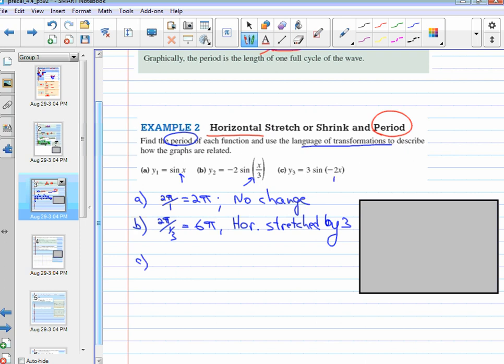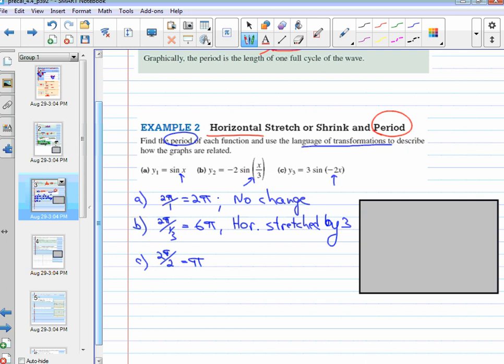C, 2 pi divided by 2, because it's the absolute value of the b, which means pi. Well, I'm multiplying by 2. Let's just look at the 2 part to it. It's horizontally shrunk. It's going to be 1/2 as wide as it used to be. So it only takes pi. It only takes half as far to get through one cycle on this one. Now, what does the negative do on the x? Reflects across the y.